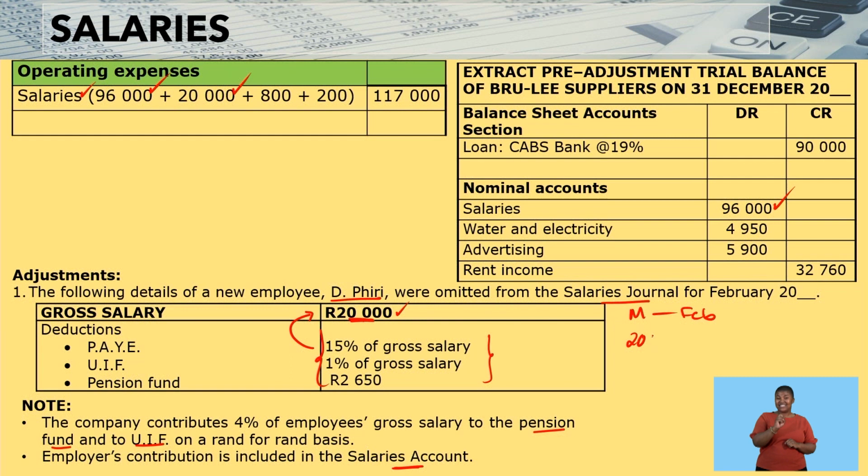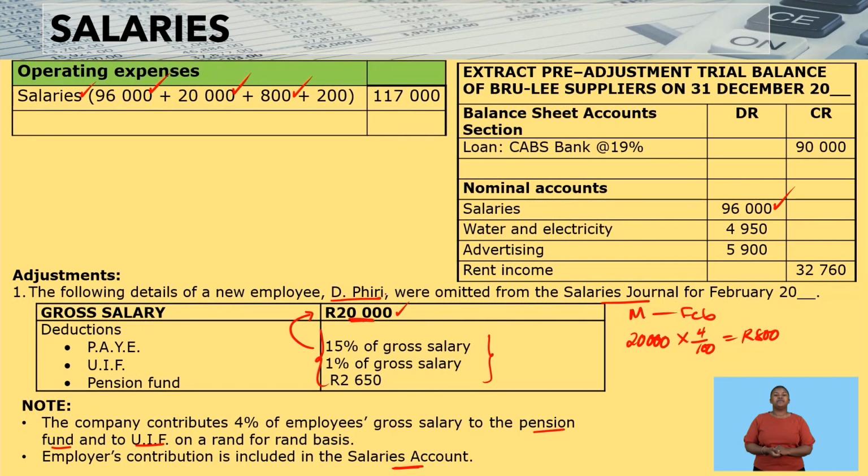It is 20,000, and I'll say my 20,000 multiply by 4%. All right, this will give me 800. This is what you see here, plus 800. That is what I add now to my salaries. I add that 800. And then the next one is the UIF.